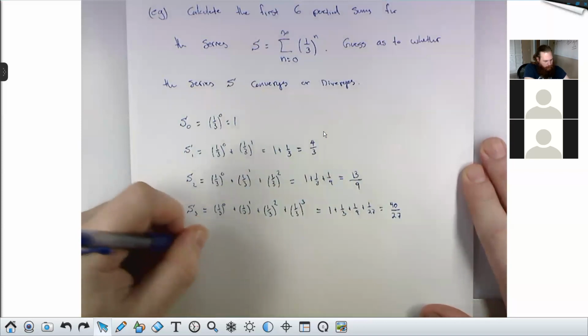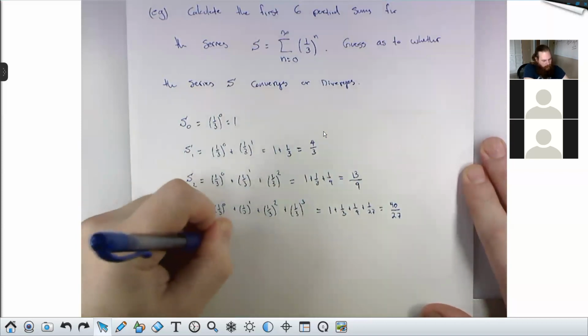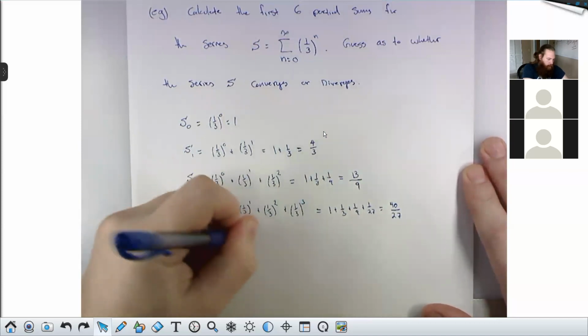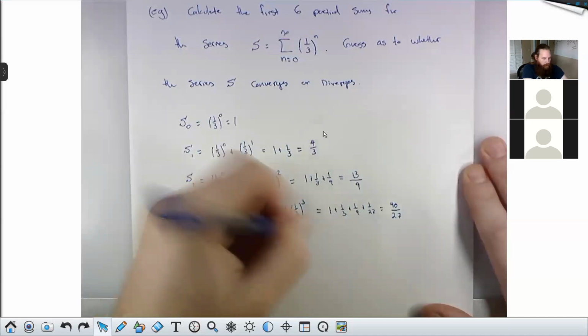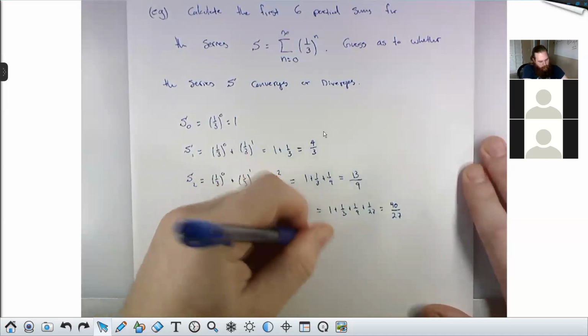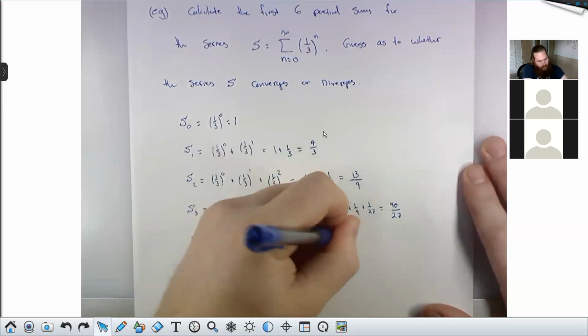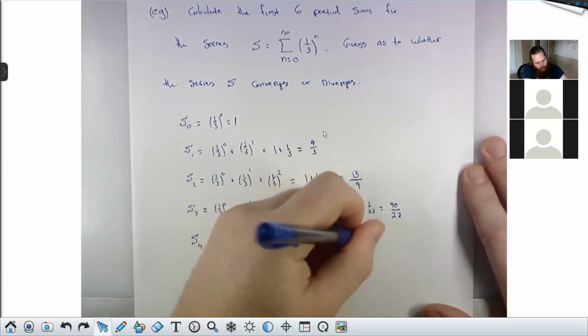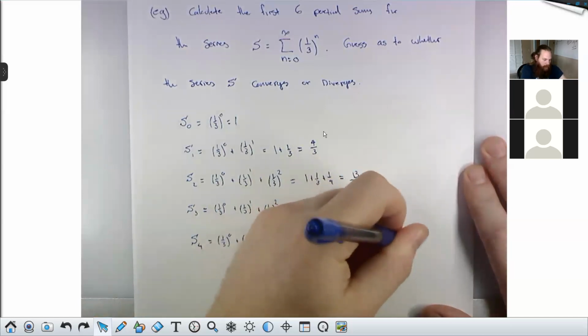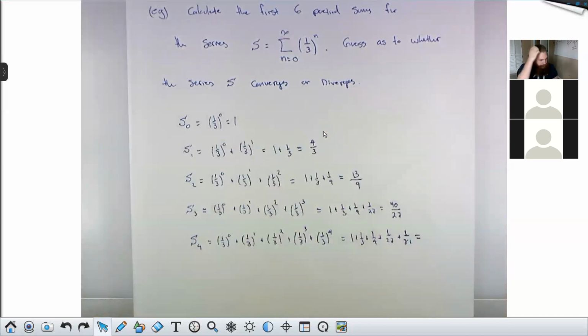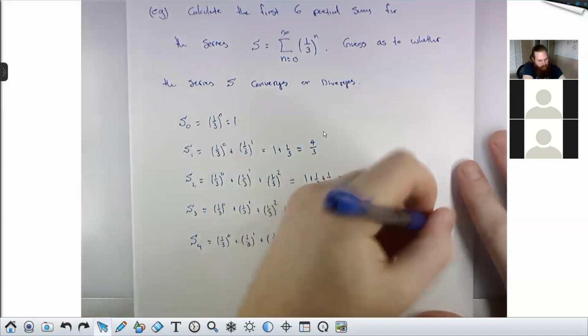I'll do one more. Let's say we'll just do the first 5. This is 1/3 to the 0 plus 1/3 to the 1 plus 1/3 to the 2 plus 1/3 to the 3 plus 1/3 to the 4, which is 1 plus 1/3 plus 1/9 plus 1/27 plus 1/81, which is 40/27 plus 1/81. And if we multiply by 3/3, that's 121/81.